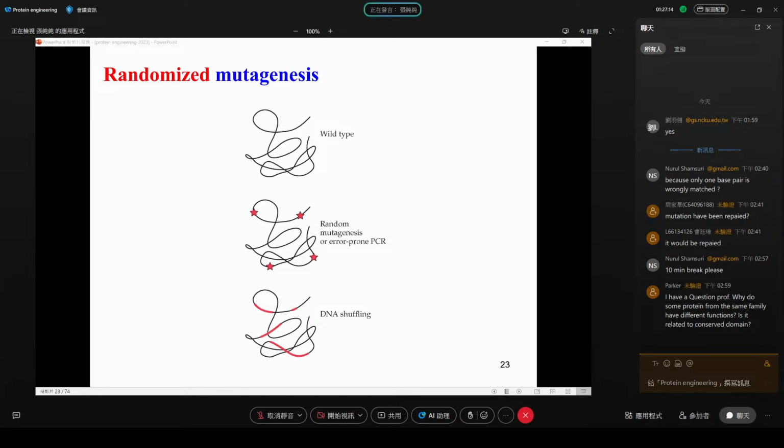Okay, we are going to start our second session soon. One of the students asked, I have a question about why do some proteins from the same family have a different function? I also would like to know, but I will tell you my idea about this. Is it related to conserved domain?